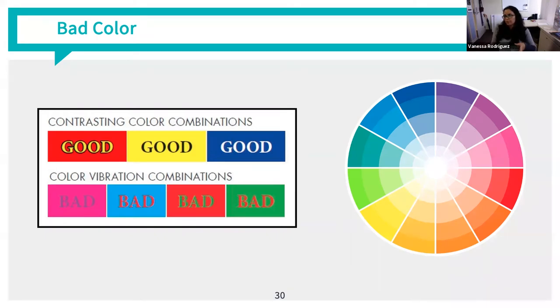Generally speaking, that's bad here with the purple on the pink. So I have the color wheel here. Colors that are next to each other on the color wheel have really bad contrast on top of each other if you were doing text on a background.